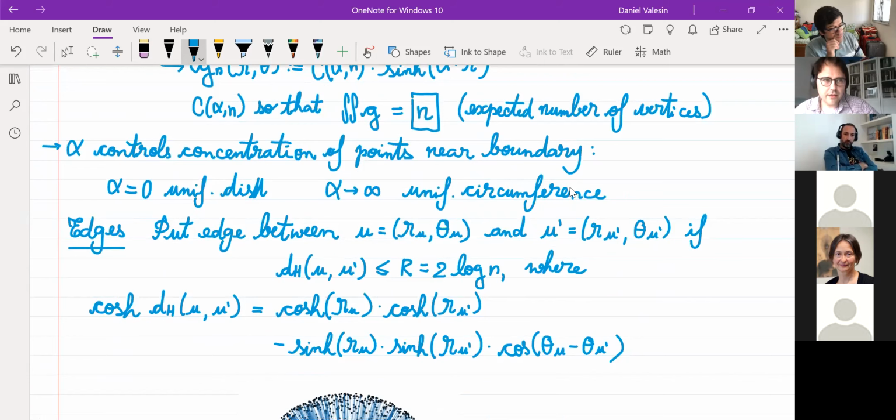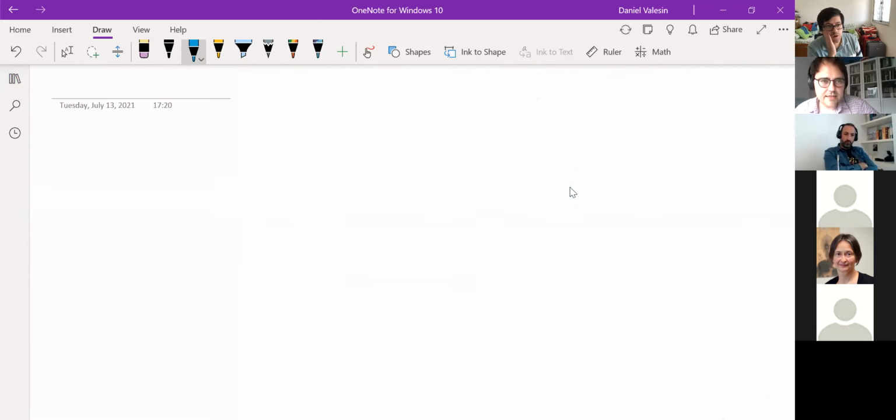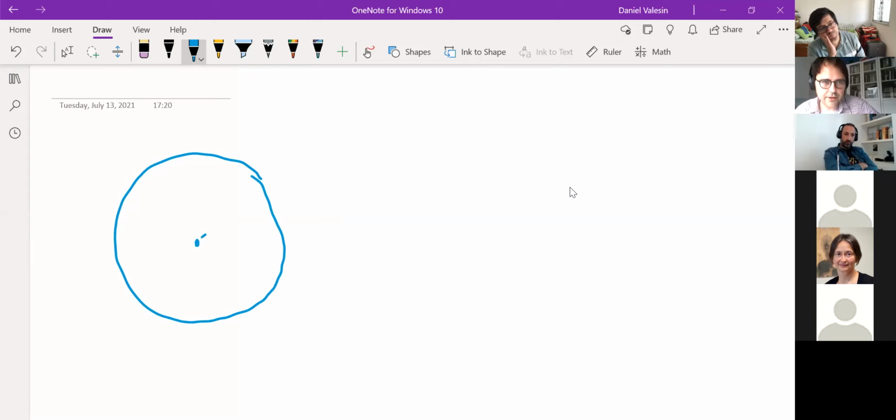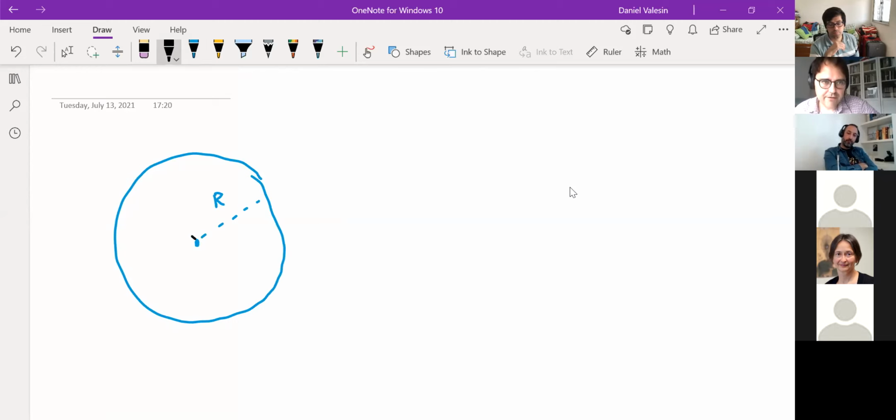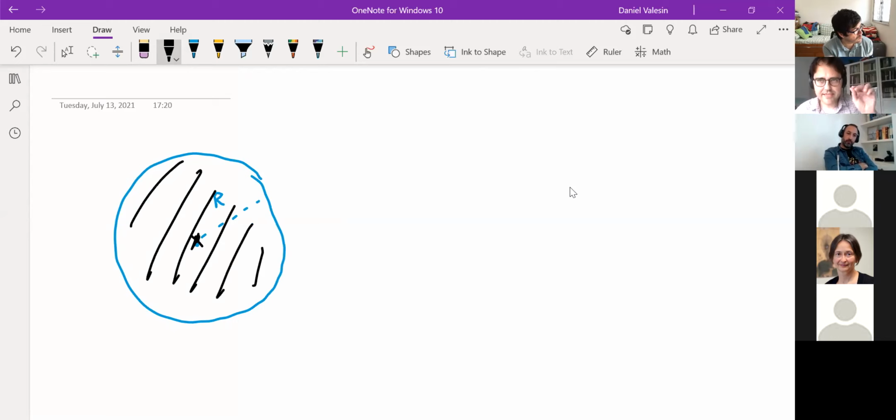So just to give you, maybe I should start another document just to draw a picture. So here's our disk of radius r, which is 2 log n. So if the Poisson process, if the process of vertices happened to have a node right in the center of the disk, then the ball with radius r centered at this very node would just be everything. So if the Poisson process happened to have a vertex in the very center, then this vertex would be connected to everyone in the graph.